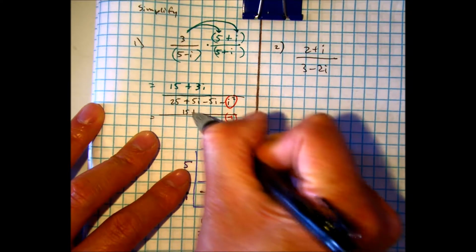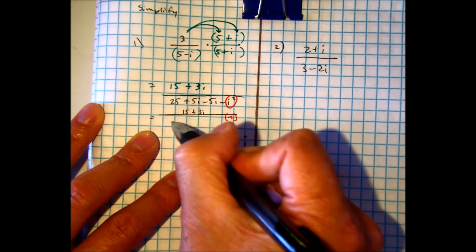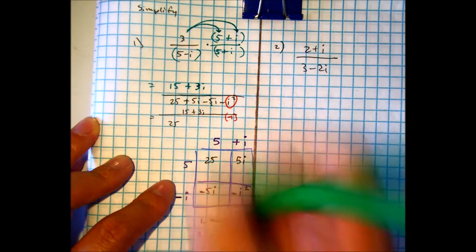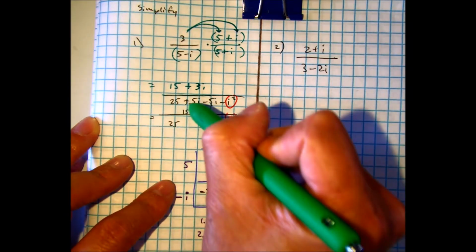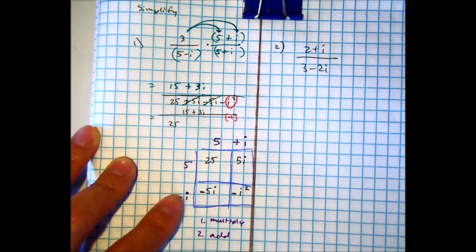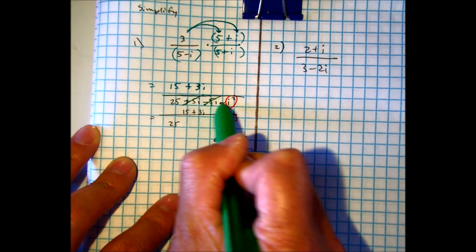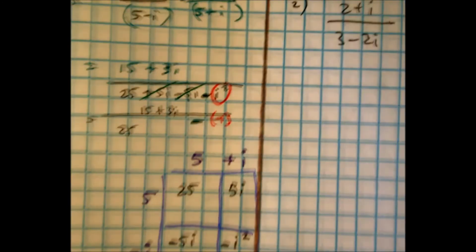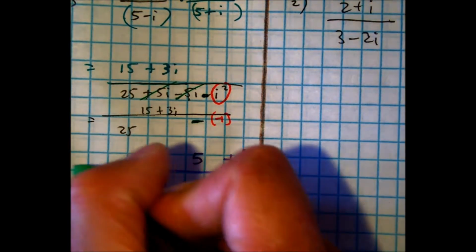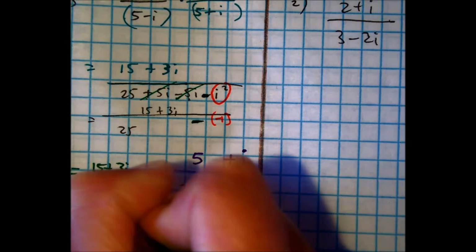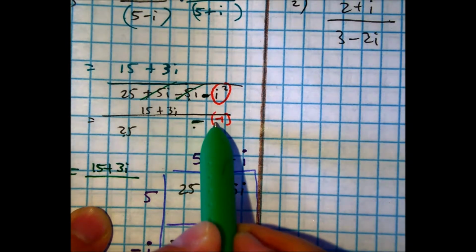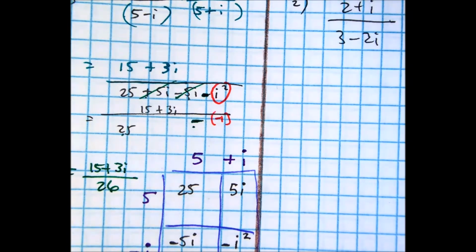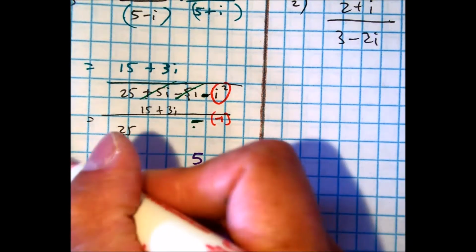So 15 plus 3i. Here I have 25, positive 5i, and a negative 5i. If you add those together, because they're like terms, it just equals 0. So they cancel. You have this opposite sign, so you have to put that here. Do you see it? So now I have 15 plus 3i over, class, what is 25 minus -1? 26. The answer to the first problem is 15 plus 3i over 26.